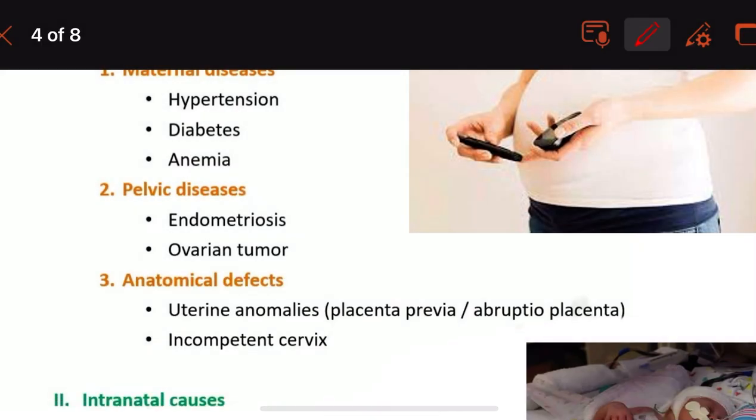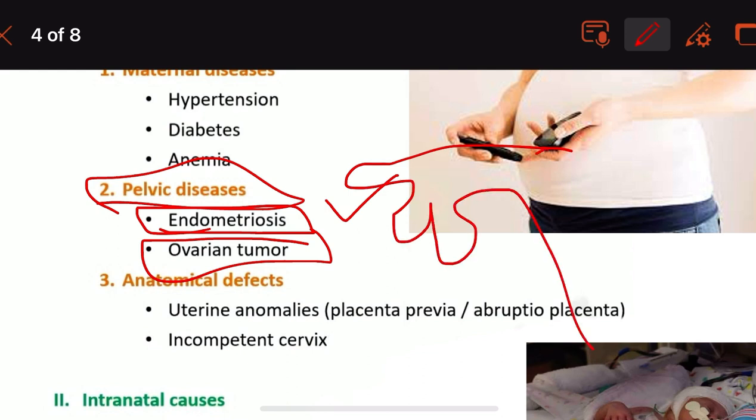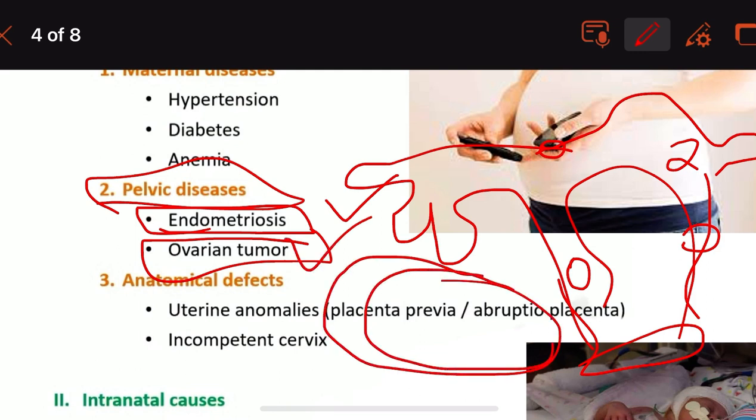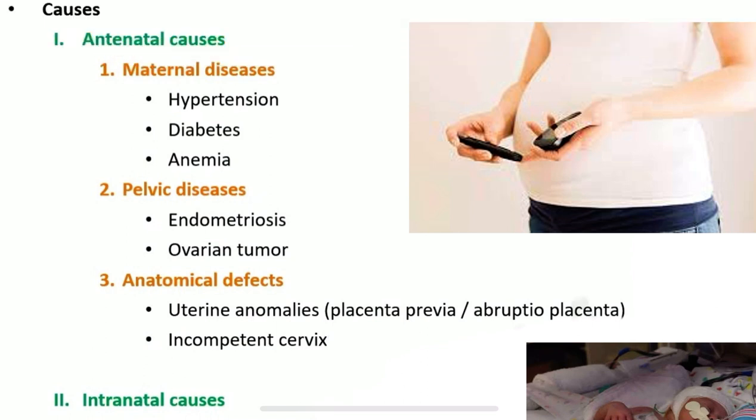Next, we have the pelvic diseases, which include endometriosis and the ovarian tumors. Okay, the endometriosis. So, the endometrium being lodged in other sites other than the endometrium, if it is lodged in other sites, it is endometriosis. And ovarian tumor. So, in the ovaries, there is a tumor, a huge tumor. Okay, so the ovarian tumors and the endometriosis could be the cause of death.